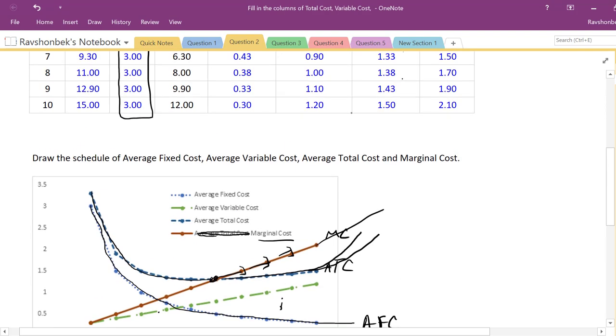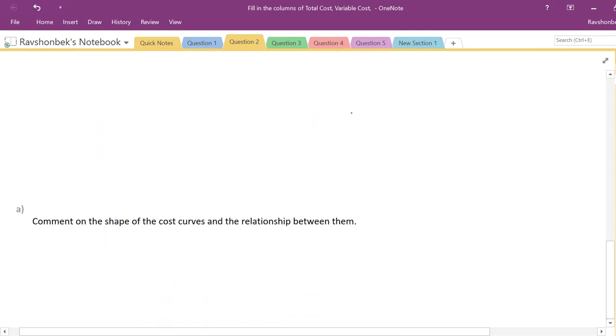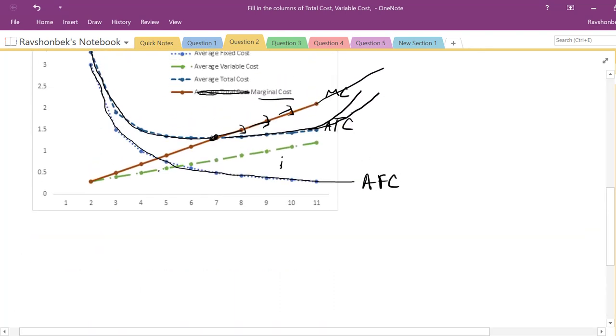Right, so that's it. Comment on the shape of the cost curves and their relation. Okay, I've just done that actually, how they relate.